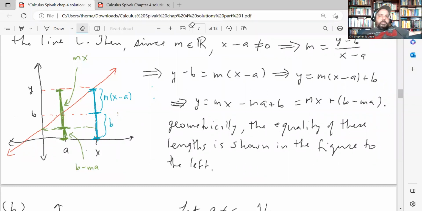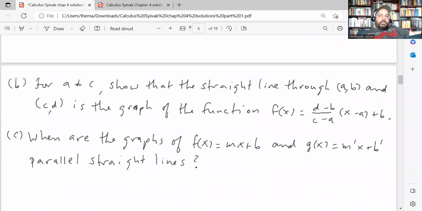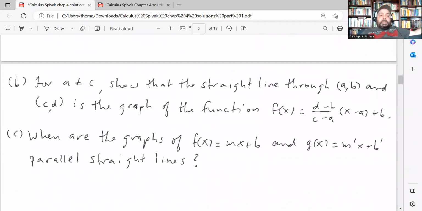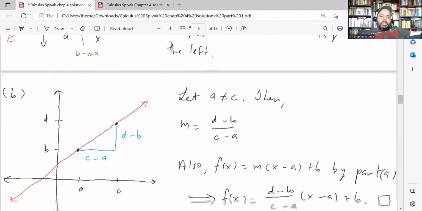And there's a couple other parts to this problem. Part B says for a not c, show that the straight line through the points (a, b) and (c, d) is the graph of the function f of x equals (d minus b) over (c minus a) times (x minus a) plus b. This is straightforward once we have part A established.